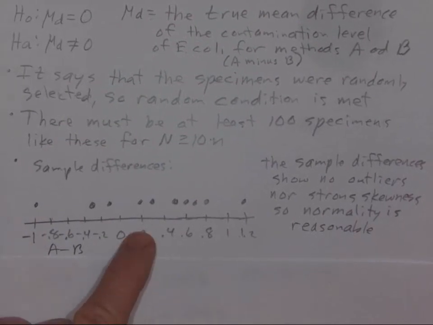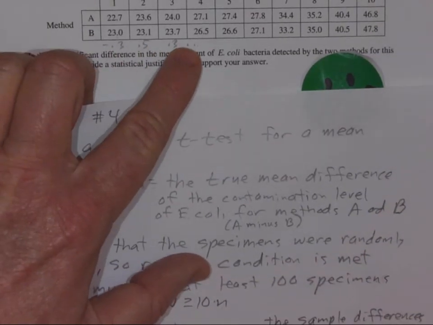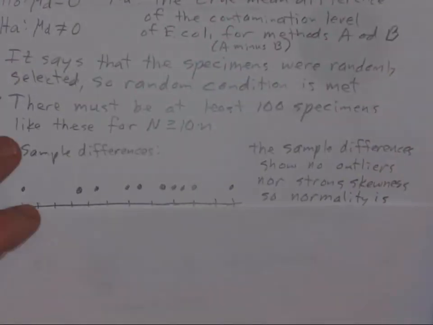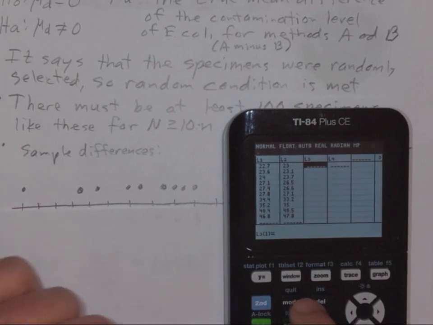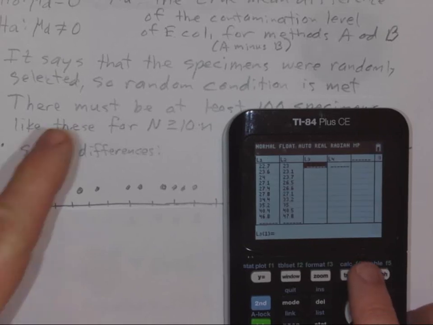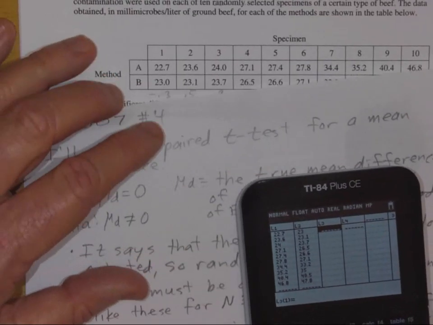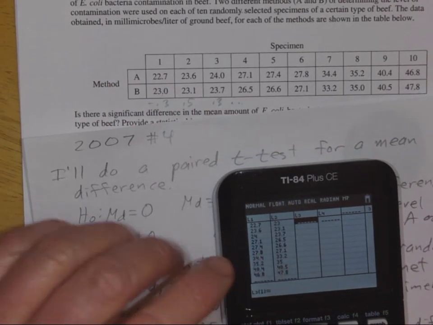Now, the way I get those differences quickly, by the way, it doesn't take long to subtract them like I was doing up there and just get the differences. But a quick way to do it, if you use your calculator, is I entered the data in list 1 and list 2. If you go stat and edit, that's the data entered in, so I put A in list 1 and B in list 2.